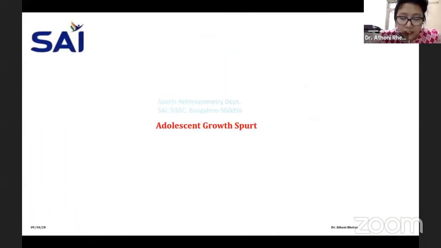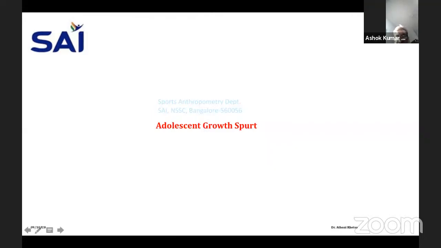Now coming to this one, adolescence growth spurt, can we have an interactive session now? Can I get some response from the coaches? Kandekar, Neha, can you? Yeah, of course, madam, it can be an interactive session. I want to know about this, and a few things I would like to share also.